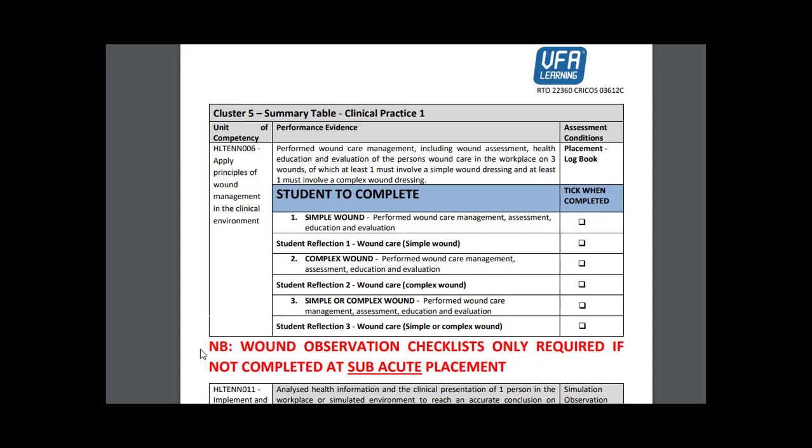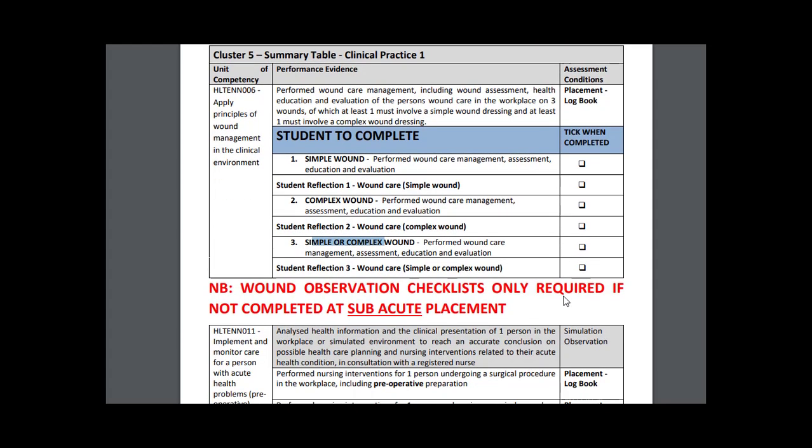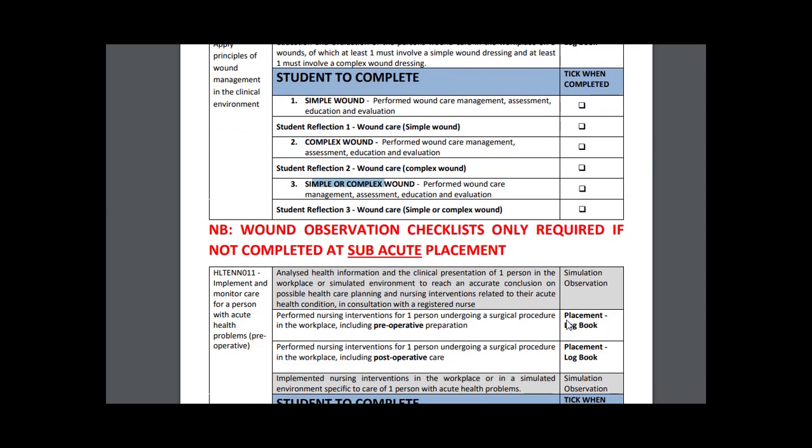But if not, it says down here, these wound observation checklists are only required if you didn't do them at that placement. So if you didn't get them ticked off, you might have got one ticked off, so one simple wound, and you still need to get 2 more. So we need you to use this book when you go to your acute placement. It's so that there are different facilitators marking you off in the different book.